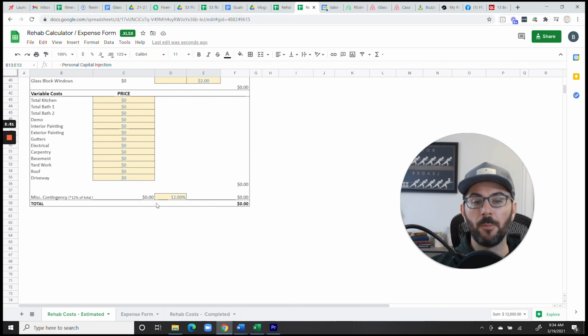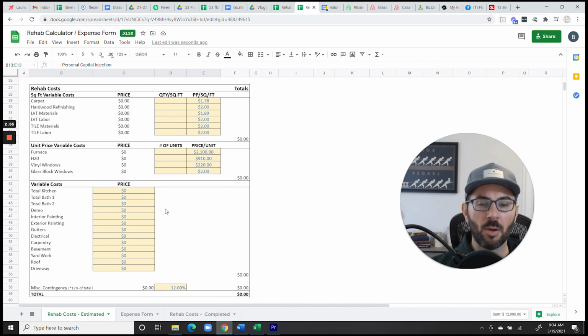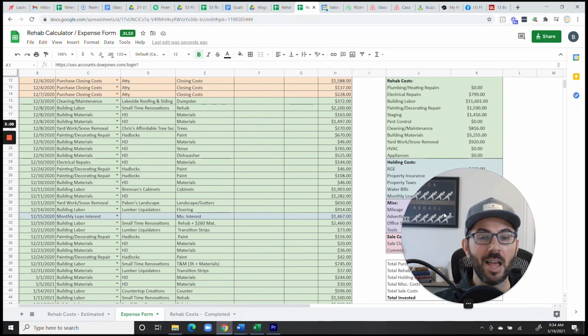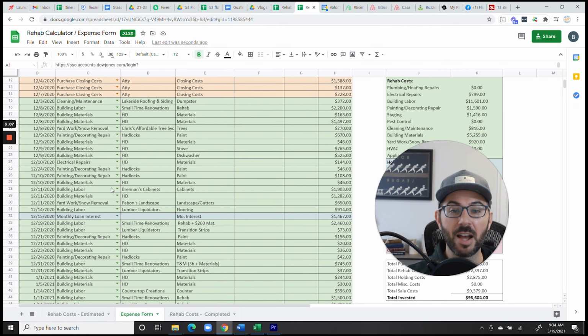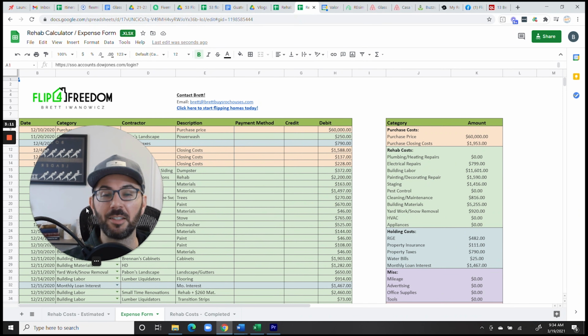But this really helps me on the fly put together a somewhat accurate rehab estimate, so I can put my best foot forward with that seller at the kitchen table. So the next form is really important because I don't know about you, but I am not organized. So this part of the calculator is extremely valuable for you to track your expenses throughout your project.